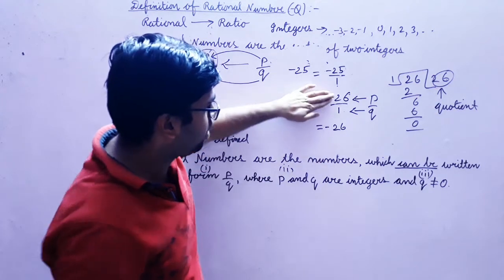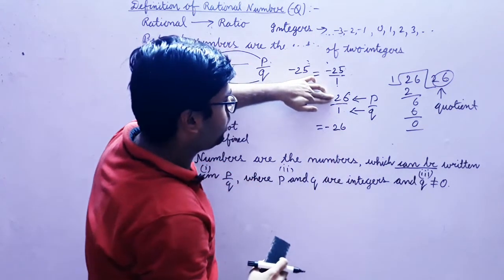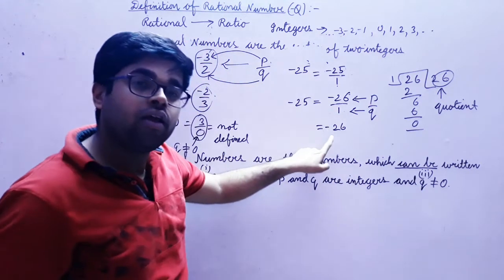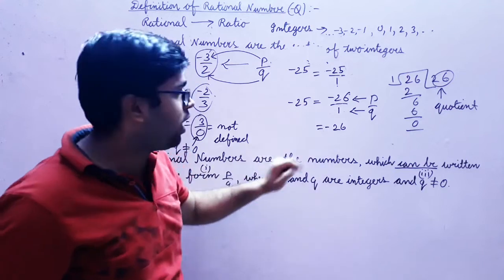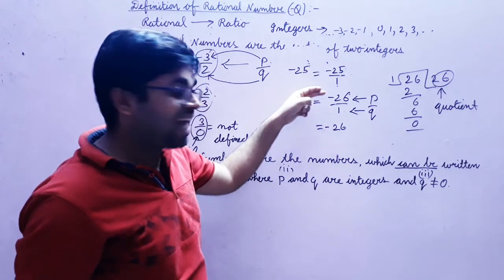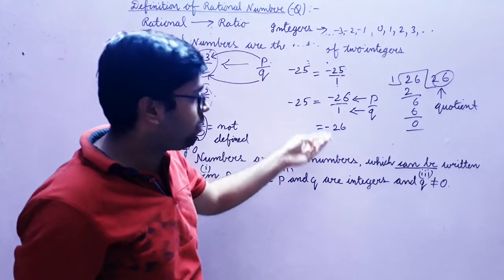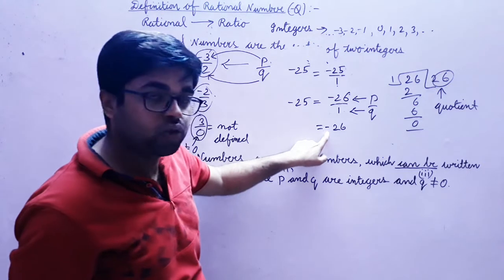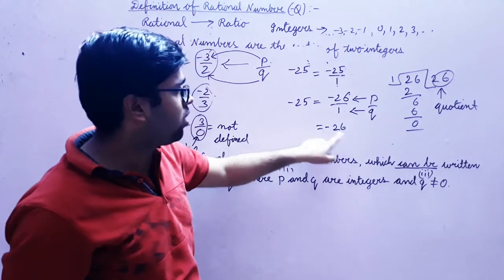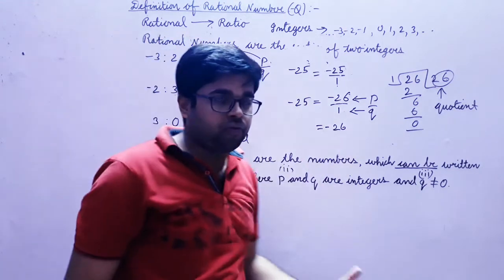If the signs are same, for example, if we had plus 26 divided by plus 1, then we would not have got minus 26, we would have got plus 26. So when we divide an integer by an integer, if the signs are opposite, we will get a negative quotient, a negative number. If the signs are same, we'll get a positive number.